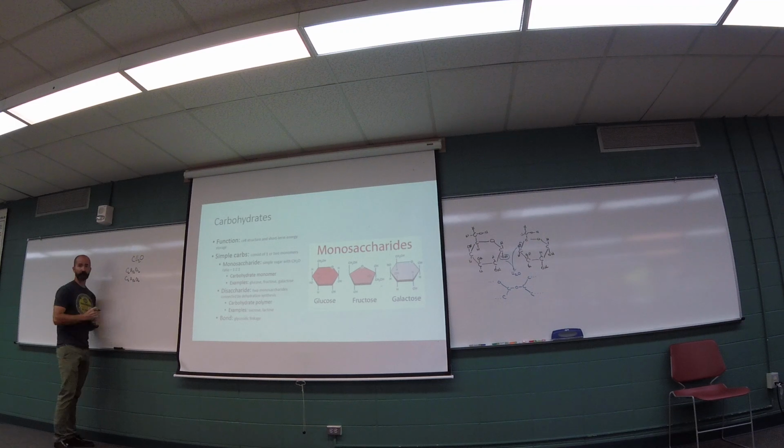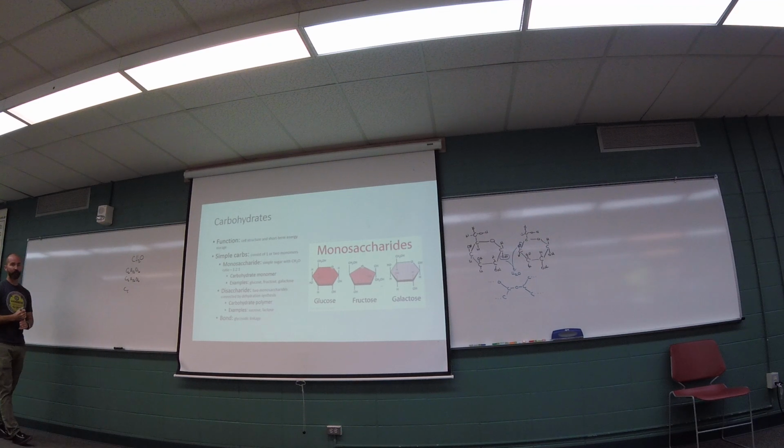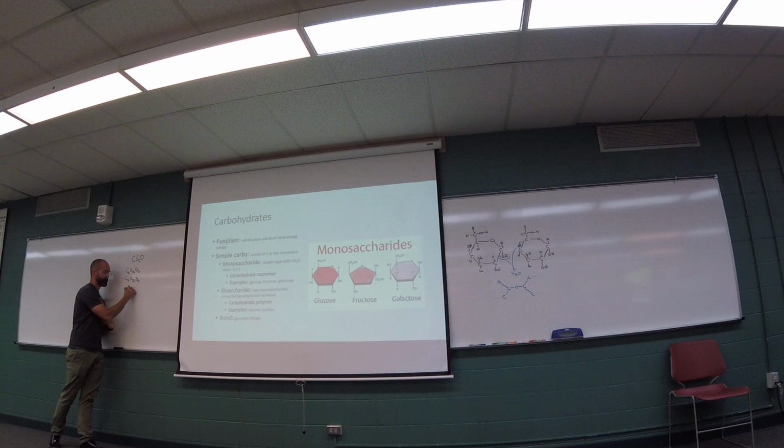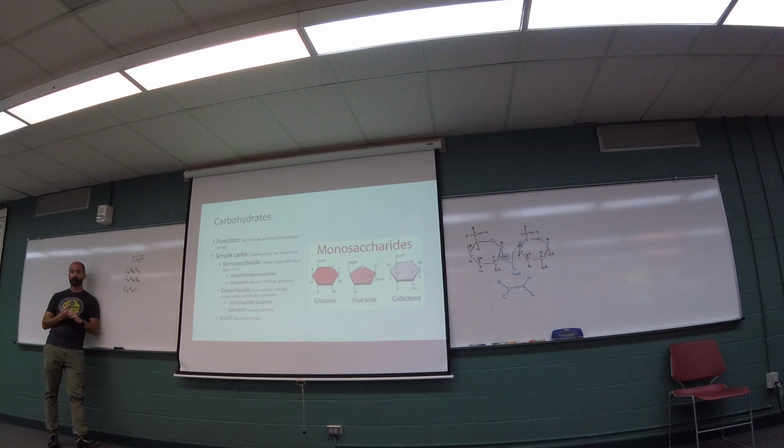Deoxyribose is a 5-carbon sugar called a pentose. So if it truly is a monosaccharide, how many hydrogens should deoxyribose or ribose have? 10, exactly right. And oxygens, it should have 5.